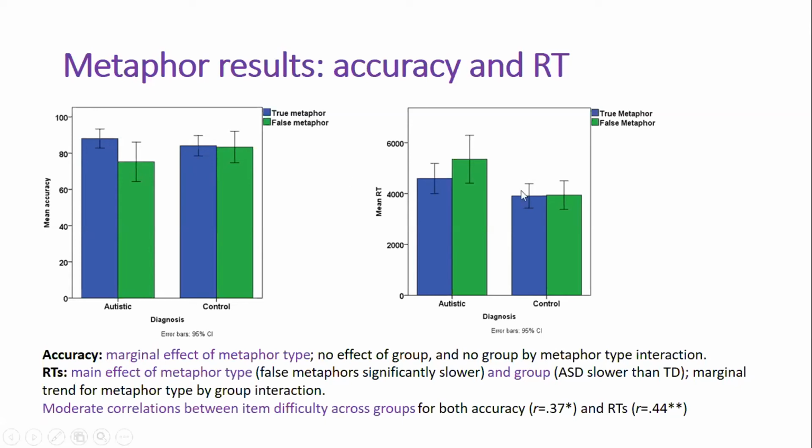In the case of reaction times, there is actually a statistically significant difference between processing true and false metaphors. True metaphors were easier to process than false metaphors, but there was no interaction between metaphor type and group. There was again a main effect of group in the case of reaction time. So again, the control group was faster than the autistic group.